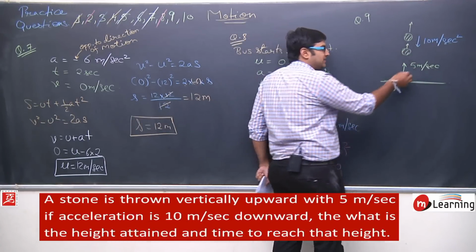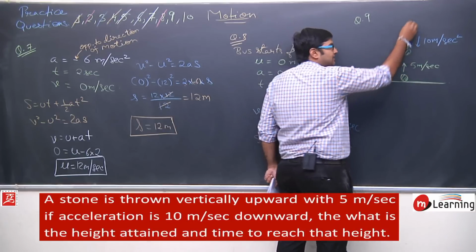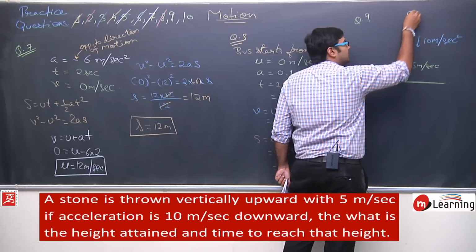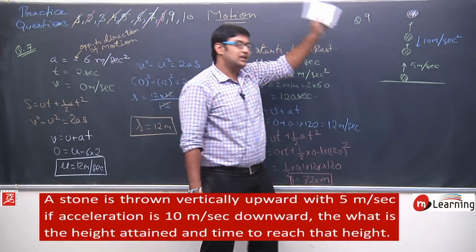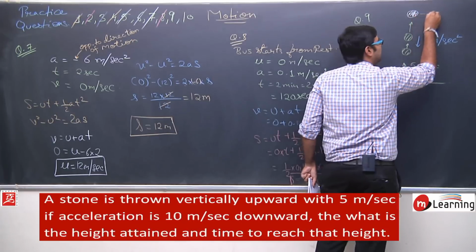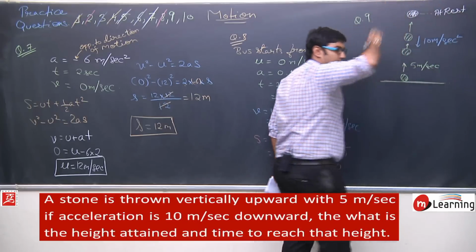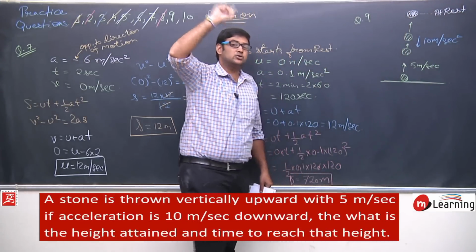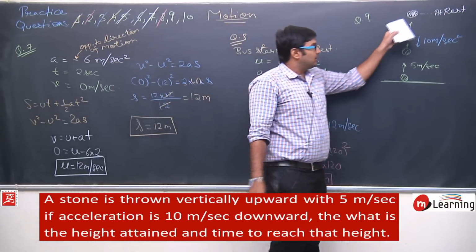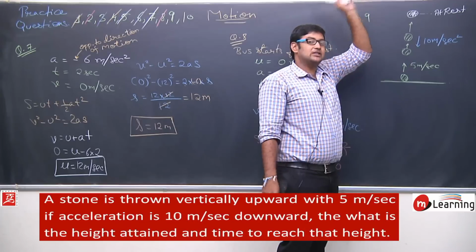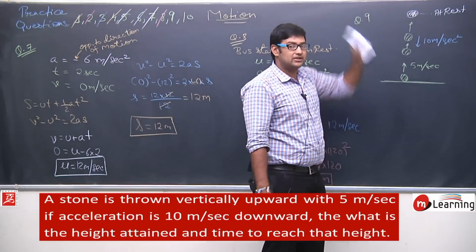So if I ask you what is the initial velocity of this stone? This stone starts from here, and at some point of time in the sky, it is going to come to rest. It will stop at some point in the sky, then it will fall down again. So finally, at some point in the sky, its velocity will become 0 because it is going to stop.